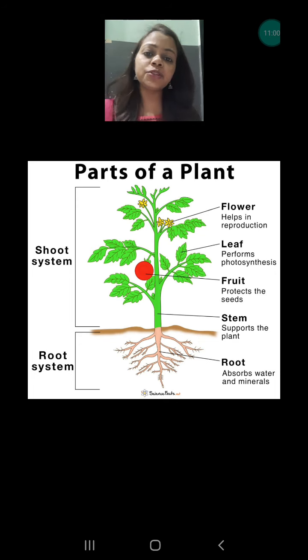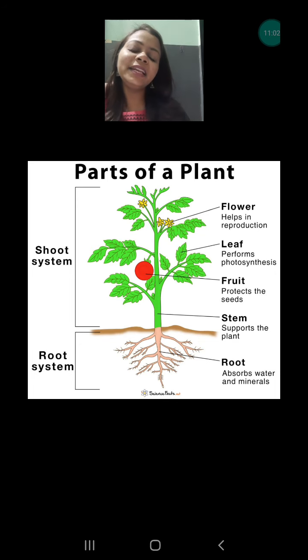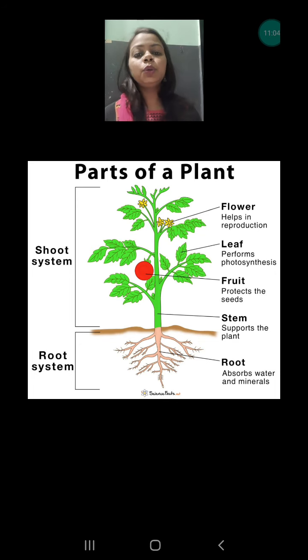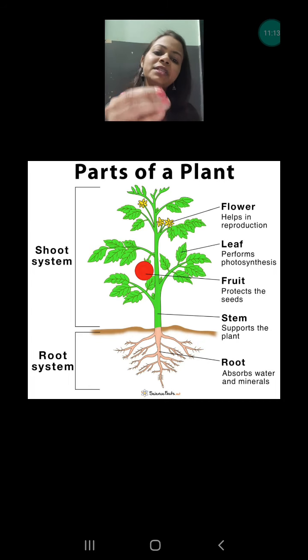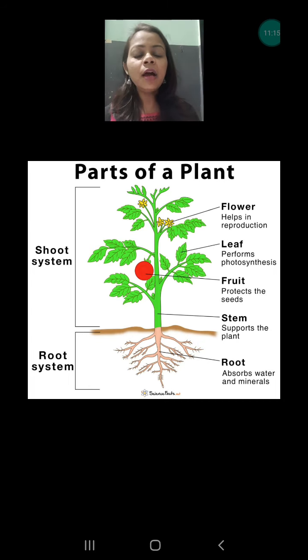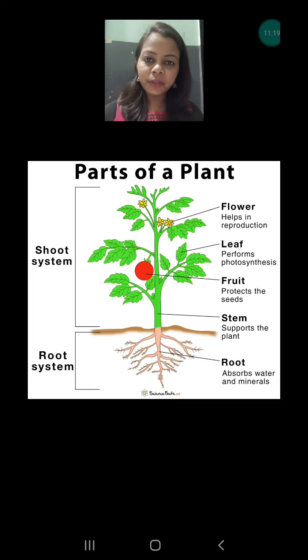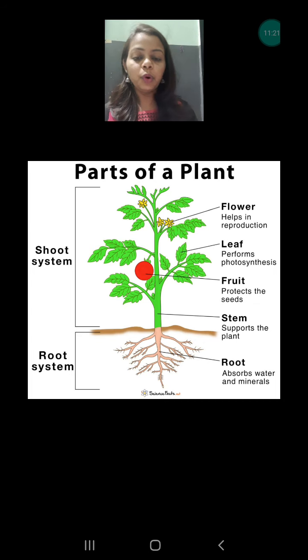Leaf is called the kitchen of the plant. Why? Because leaf is only able to make the food for the plant. Why? Because it is only having chlorophyll. Just now I explained chlorophyll. Chlorophyll is present in the leaf, so there only the food can be prepared. So these all are the parts of the plant. I hope it is clear to you all.